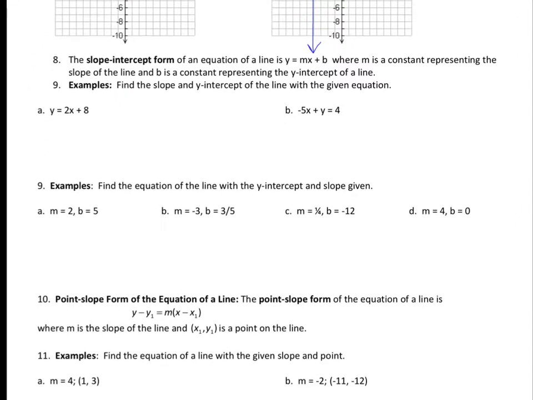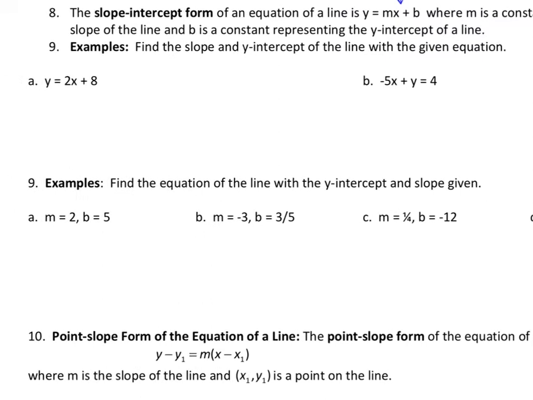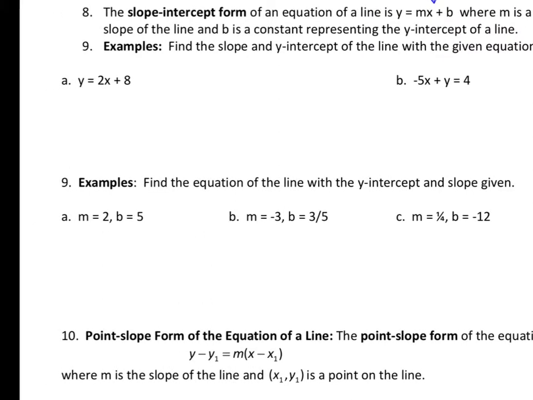The slope-intercept form of an equation of a line is y equals mx plus b, where m is a constant representing the slope of a line and b is a constant representing the y-intercept of a line. So find the slope and the y-intercept of the line with a given equation. Well, part A, it's quite easy because it's in the right form already. So I just pull the information from here. M equals 2, it's the number in front of x, and b equals 8. It's the number not in front of x.